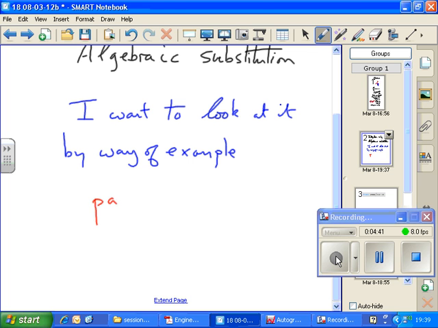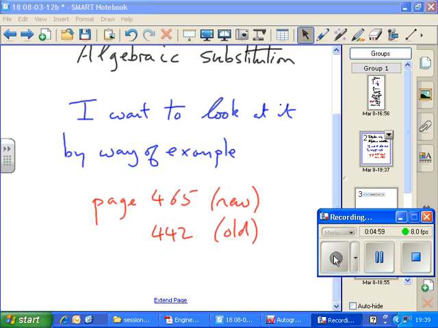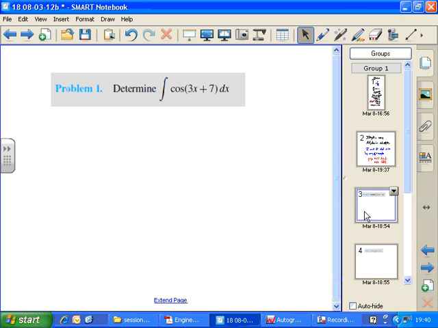Page 465 in the new text, or 442 in the old, you'll find these worked examples that we're going to go over now. You can look at them, but as before, we'll look at the worked examples, and you can see this one, problem number 1 in the chapter, and they go through it. But we'll have a look at it, and maybe we'll do it slightly differently, and then again you can compare the two techniques.